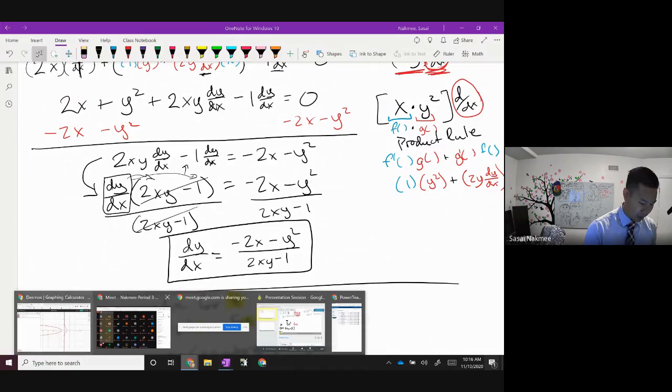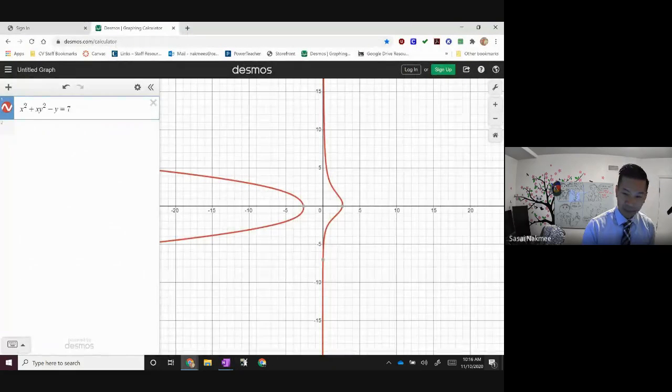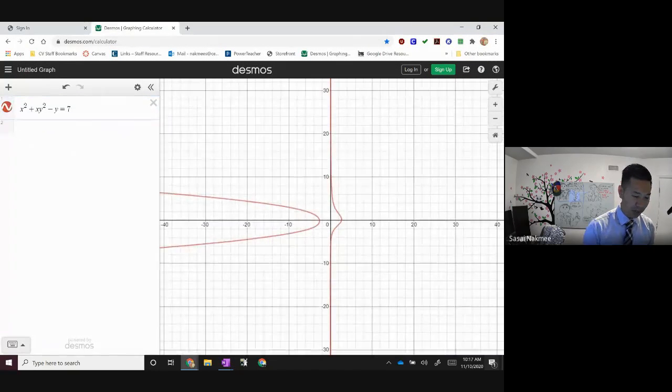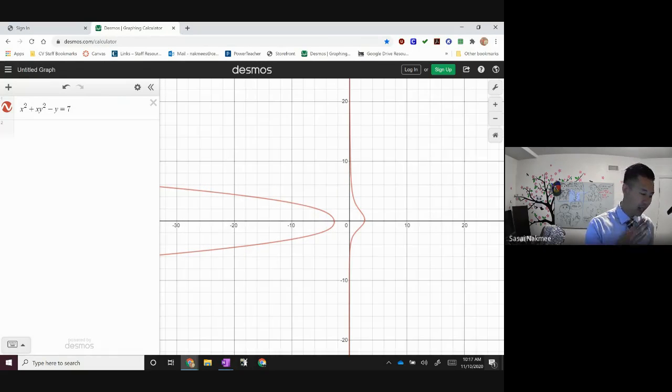All right, back to Desmos. So check this out. This is what the function looks like. I shouldn't say function, because it's not actually a function, since it doesn't pass the vertical line test. But it is an equation that has x's and y's. Now check this out.